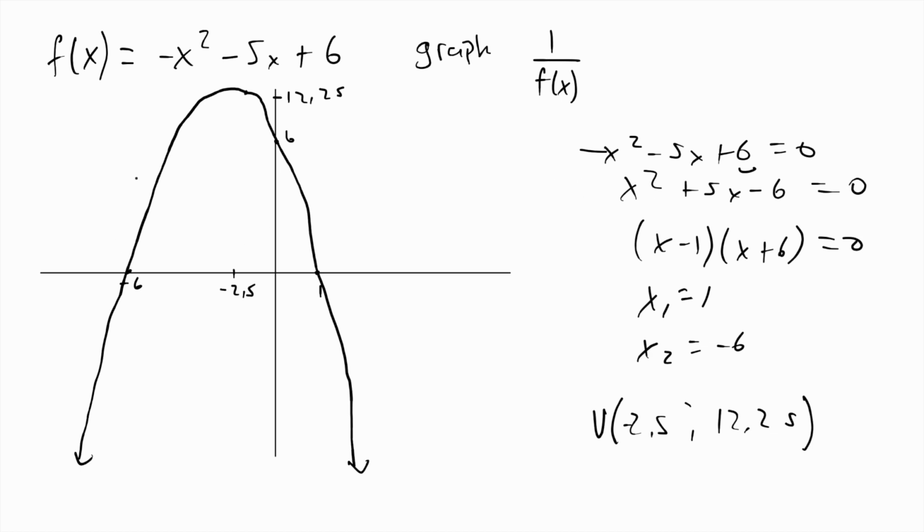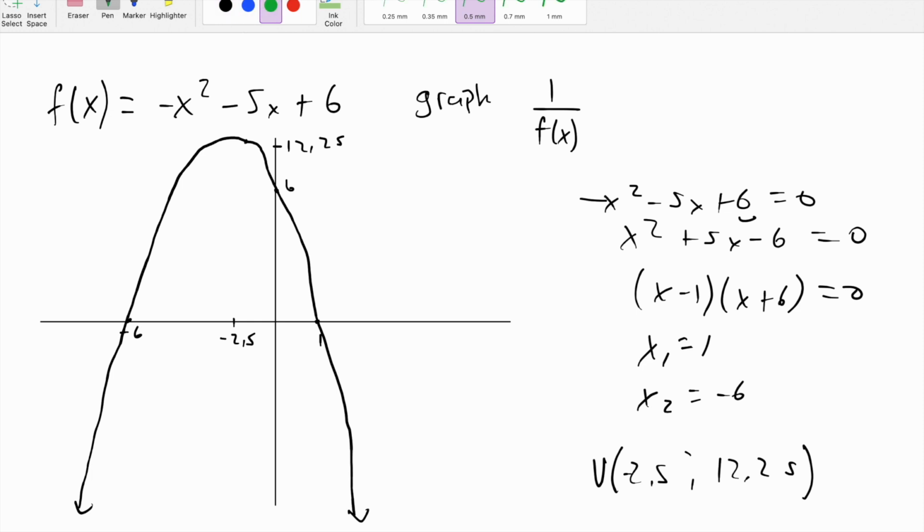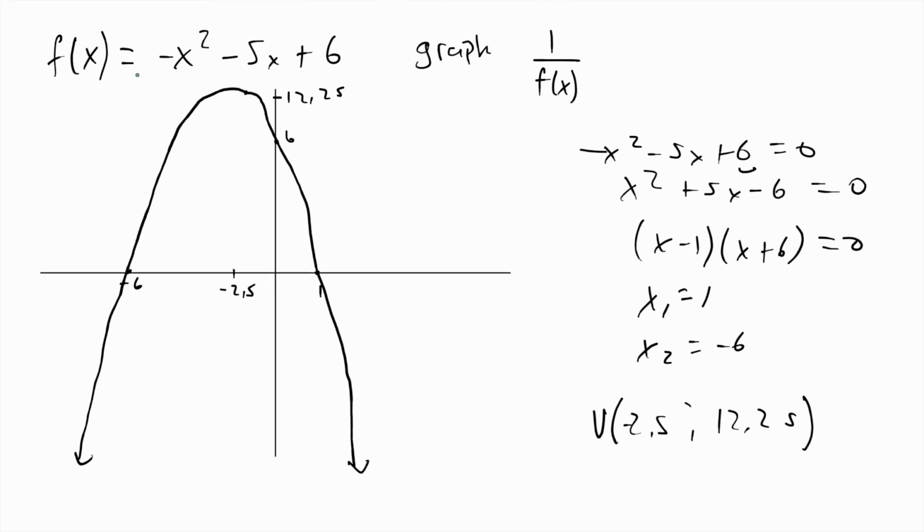We know that our x-intercepts are going to become our vertical asymptotes, so let's go ahead and indicate that real quick. Negative 6 is going to be my vertical asymptote, x equals negative 6, and x equals 1 is also going to be my vertical asymptote.